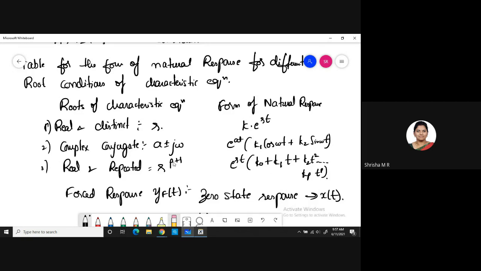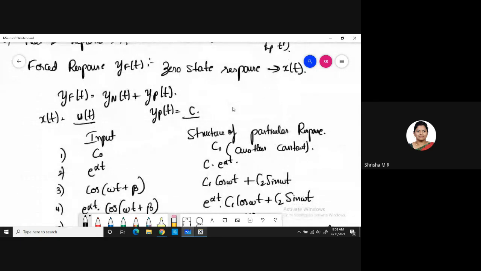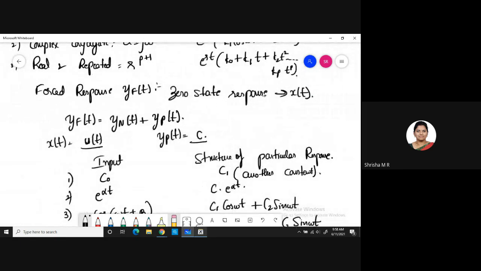If the two roots are repeated, so you'll get minus 1 and minus 1. So it will be e to the power of minus t into k naught plus k1 into t, that form. We'll solve that problem also if possible today. And forced response is called the zero state response.